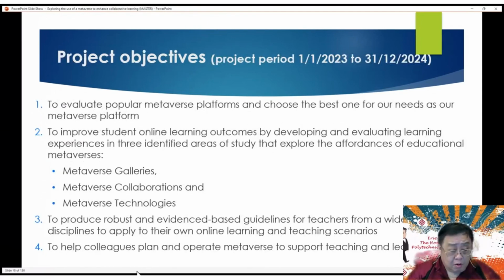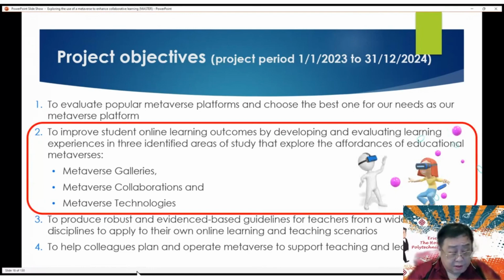So going back about 2 years ago, I was successful in obtaining additional funding from the university to create a metaverse project, and I thought that I better be more focused and create more categories of metaverse environments so that we can test the learning outcomes and the learning experience more in depth.